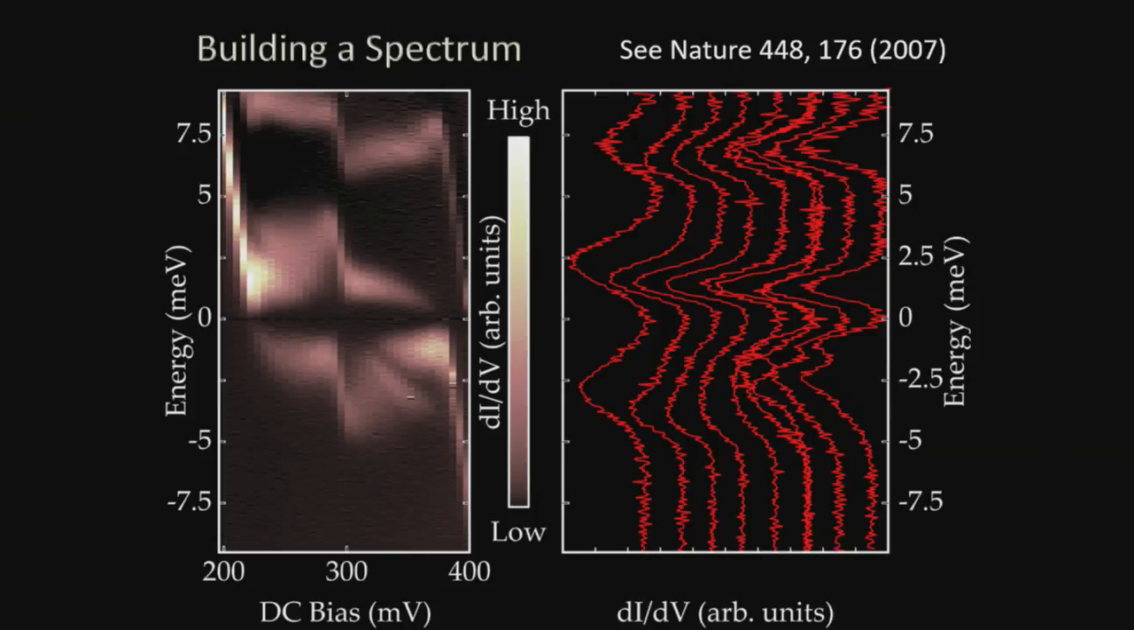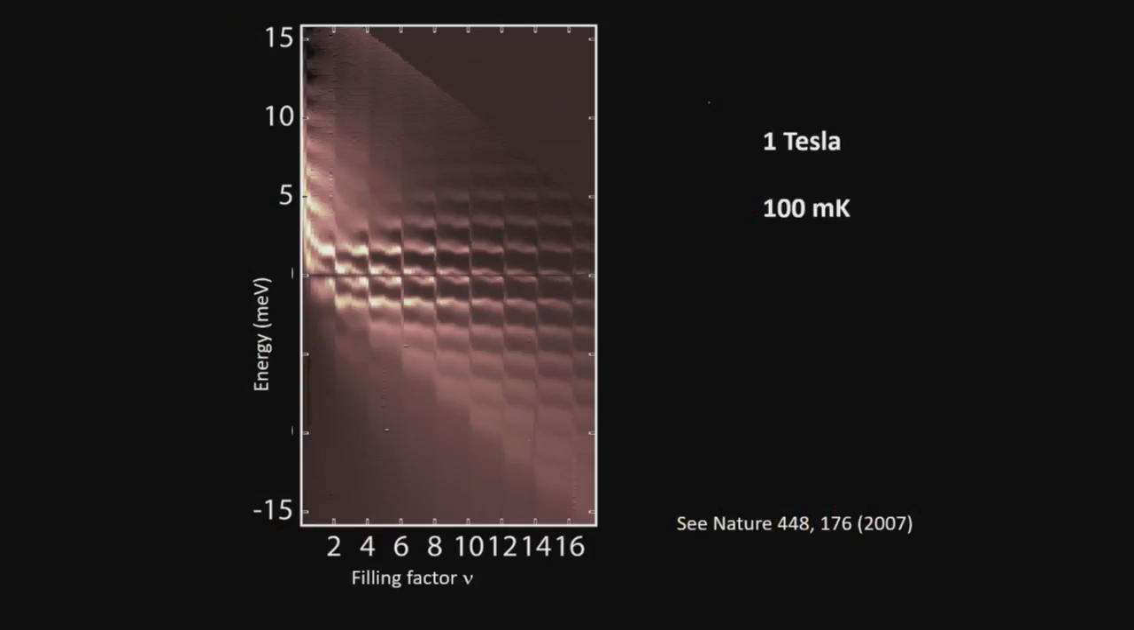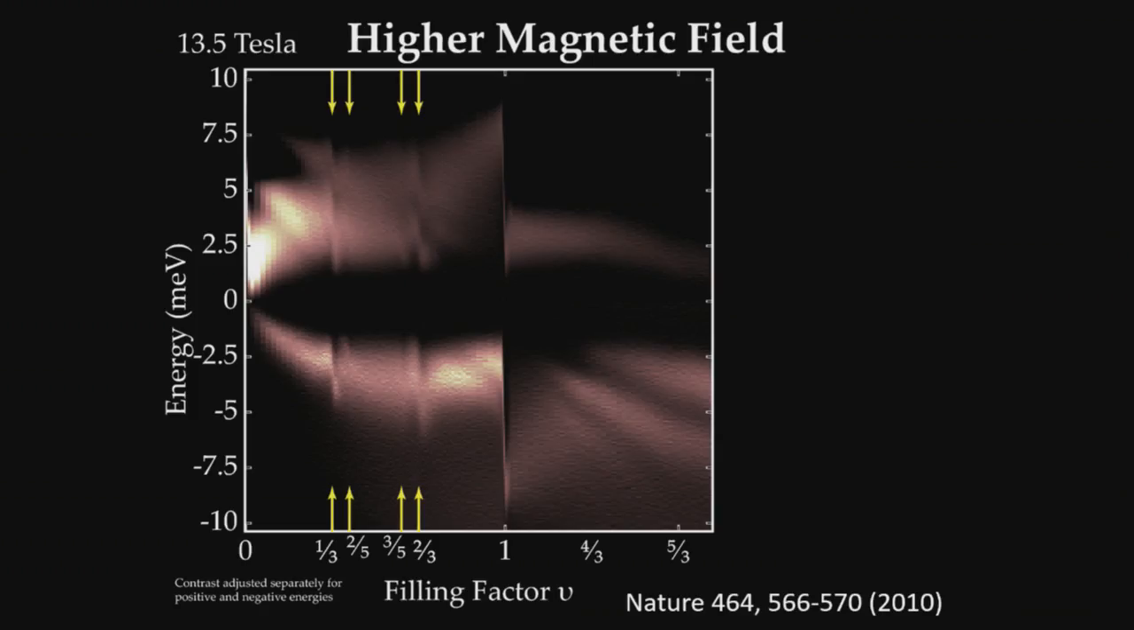So at filling factor 1, you can see a large exchange splitting at the Fermi energy. And you can also identify the next Landau level at high energy. At a similar magnetic field, you can see more discretized Landau levels in the spectrum. But if you look carefully, there is exchange splitting at the Fermi energy at each odd integer filling factor. At high magnetic field, we discovered many new features, which I'm going to discuss in the later part of the talk.